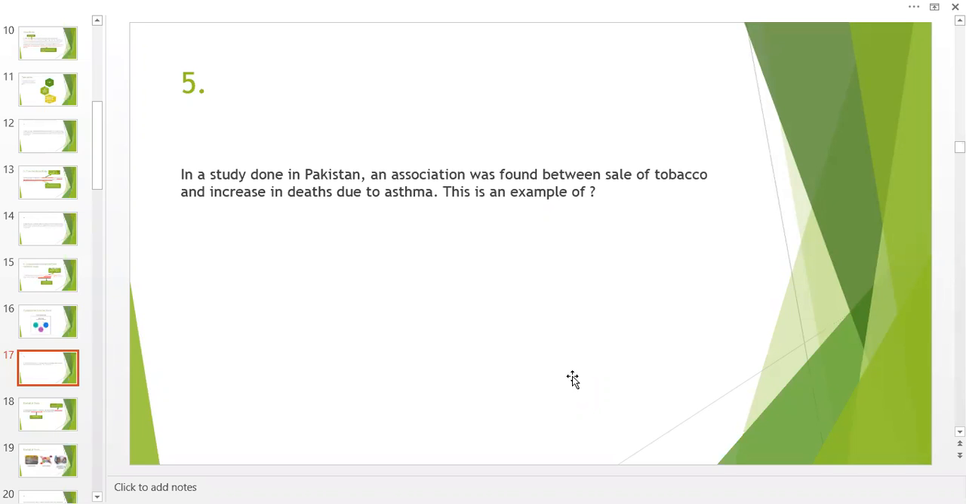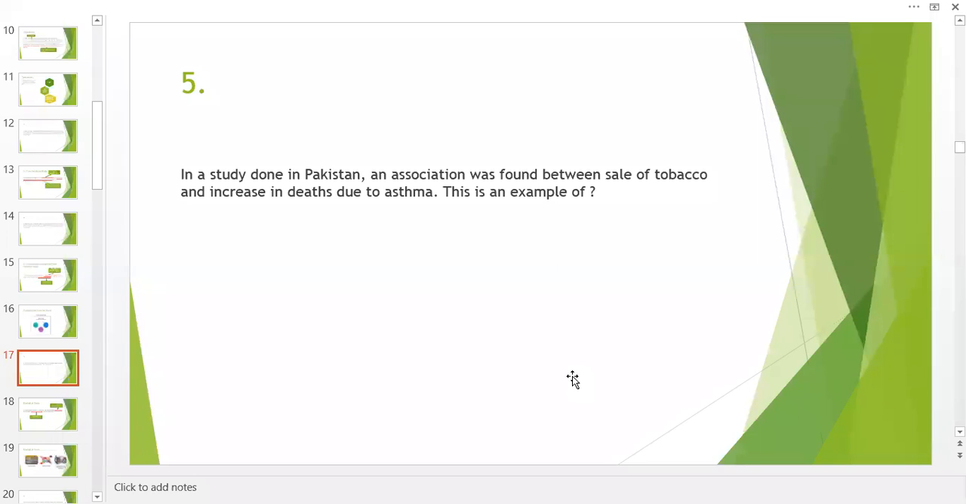There is an association. So what are the studies that are used for association? Analytical. Right, there are further types of analytical studies. Which type of analytical study is this one? Case control.